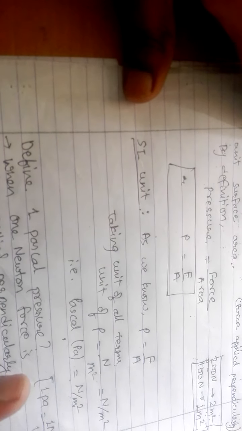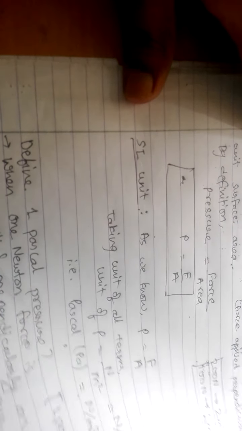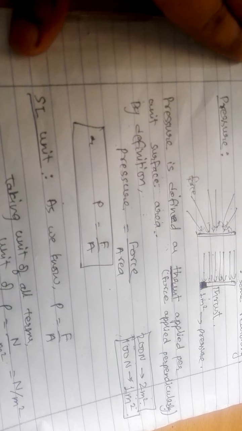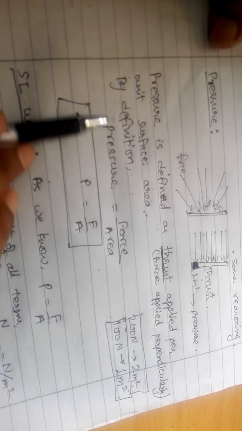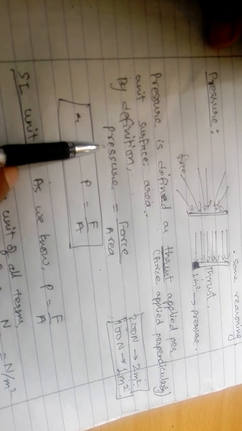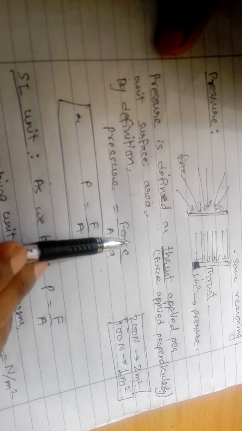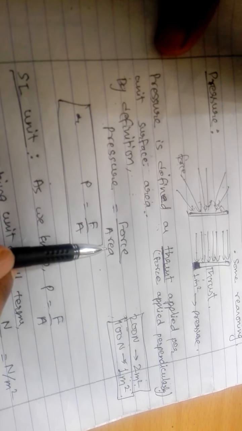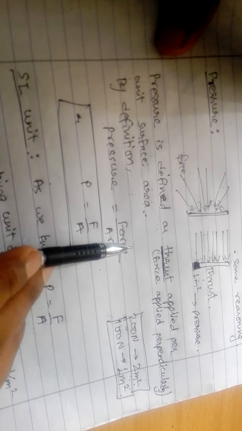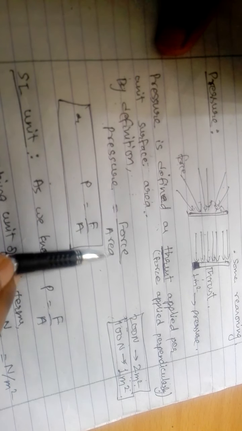Before we go to numericals, I forgot to answer one thing. There's a frequently asked question: on what factors does pressure depend? Many students ask me that, but it is actually very easy. You can get the answer from the definition itself. Pressure depends on two factors: the force applied on the surface and the area of the surface.